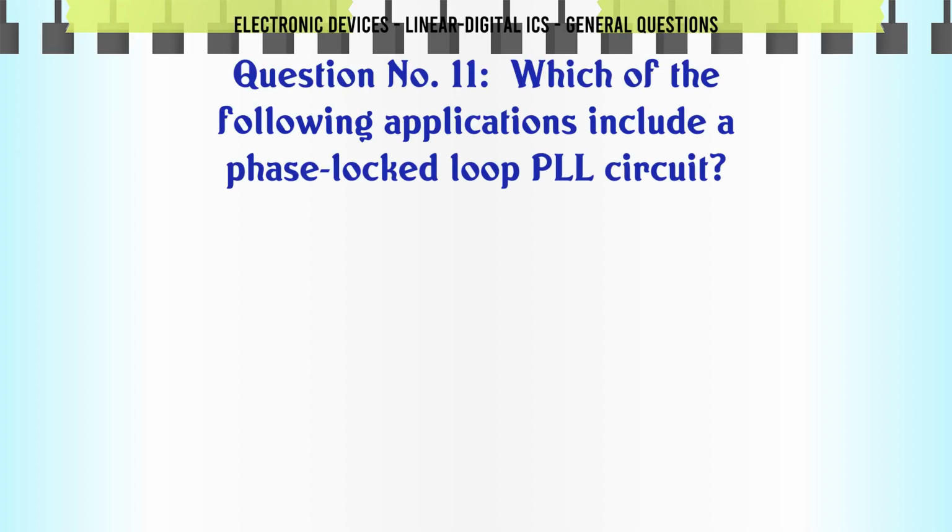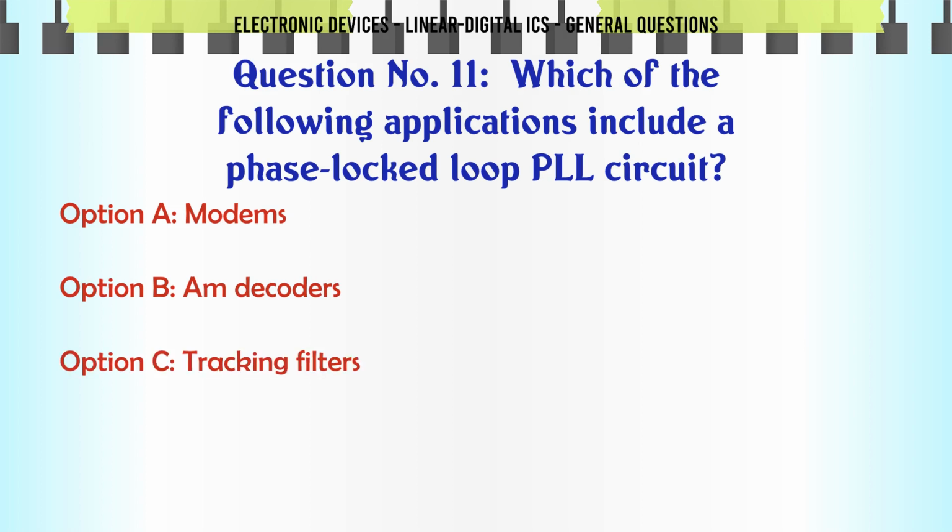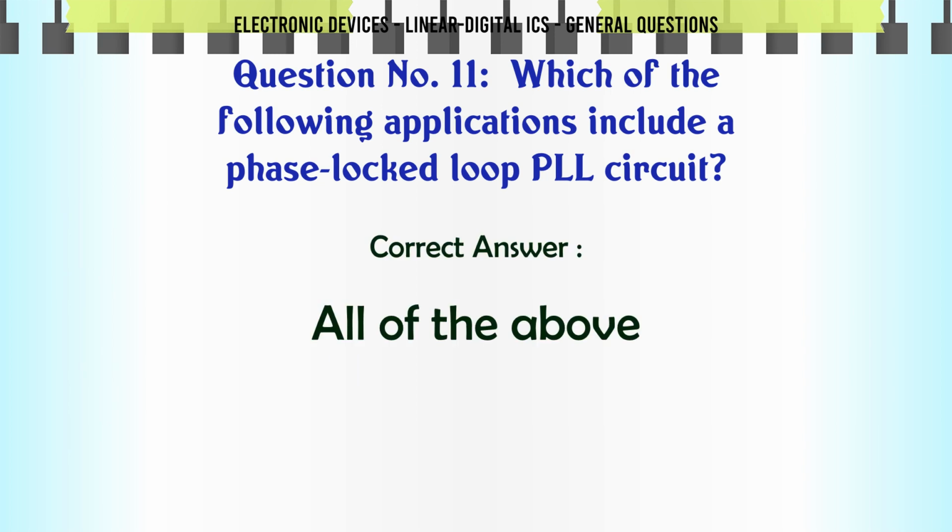Which of the following applications include a phase-locked loop PLL circuit? A. Modems. B. AM decoders. C. Tracking filters. D. All of the above. The correct answer is all of the above.